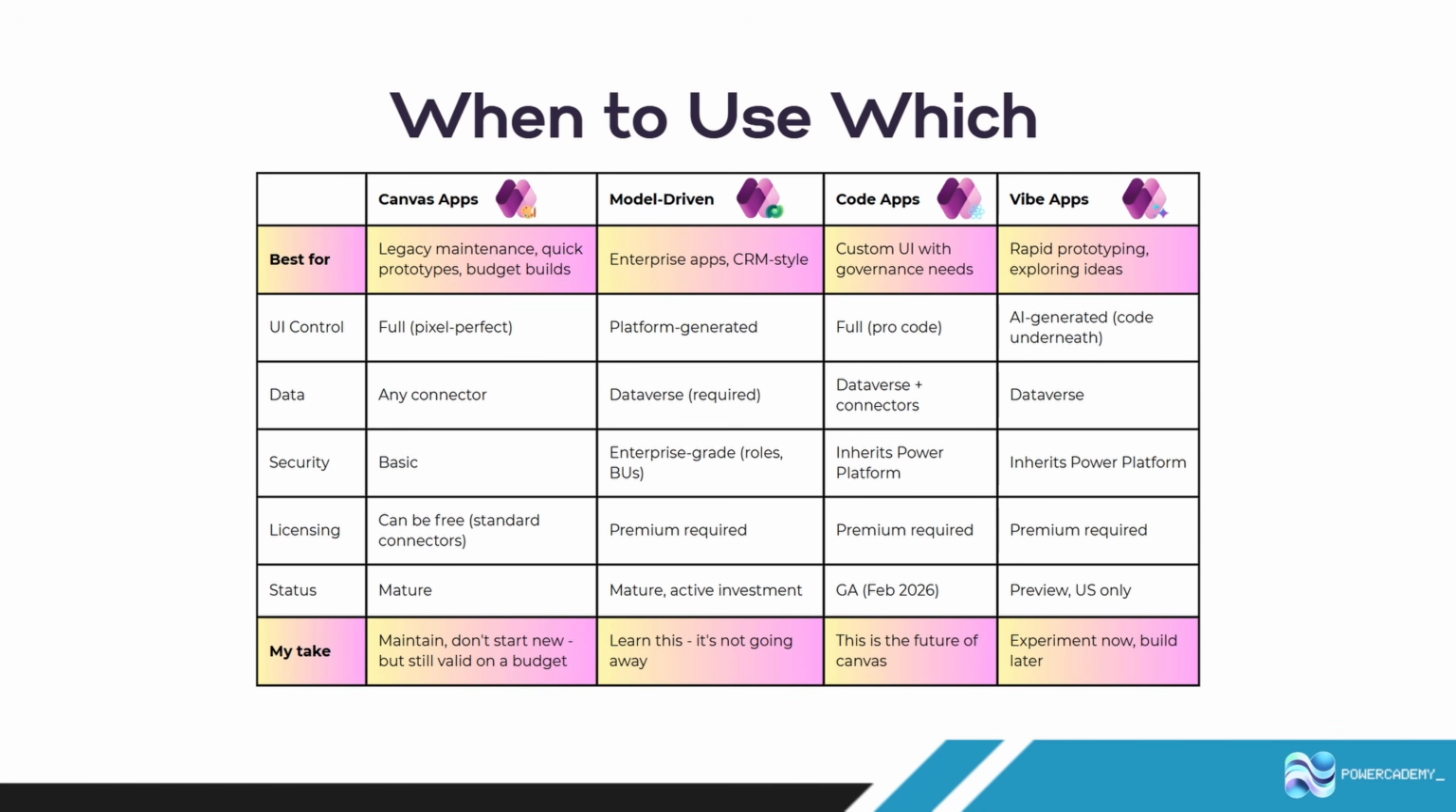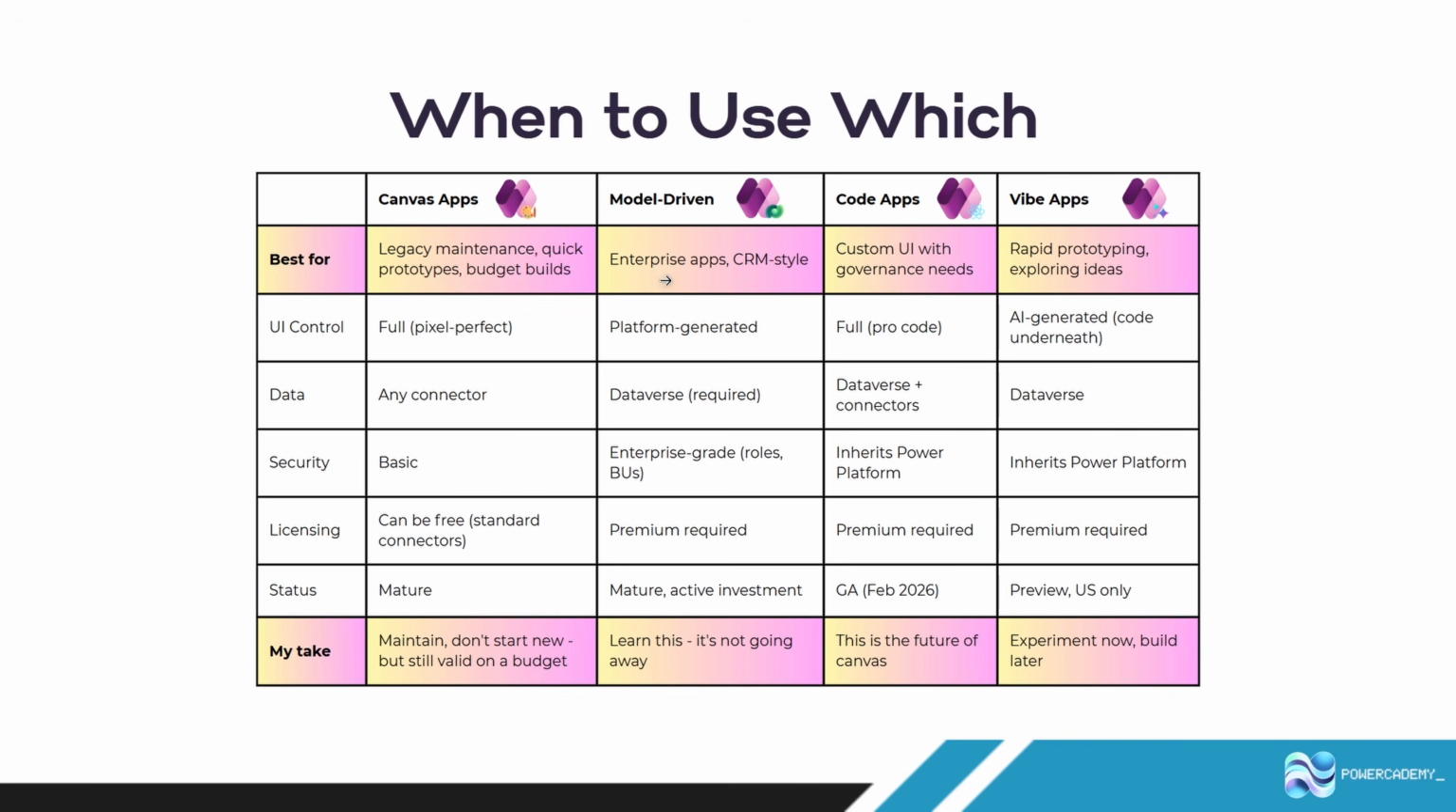to use which. Now I'm not going to break down this whole table verbatim because you can read it for yourself, but I would say Canvas apps are best for legacy maintenance, so anything that's already built on a Canvas app, quick prototypes and budget builds as well, right? That licensing consideration is super important, and I think Canvas apps still have that advantage here. Then model-driven apps, I think they're the best for enterprise apps and of course a CRM style application.